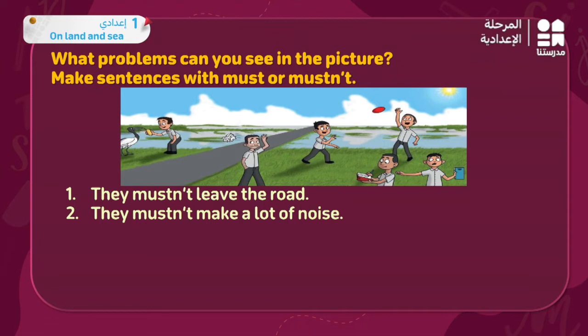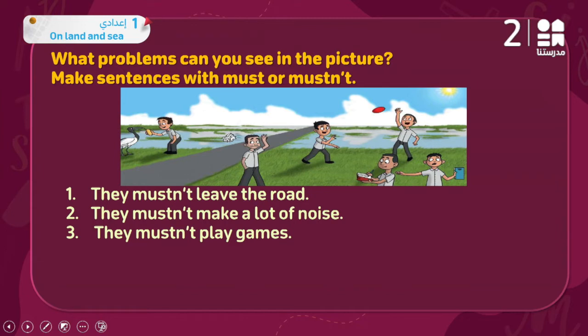They mustn't make a lot of noise. You mustn't make a lot of noise, which means you have to be silent. You have to be quiet. لازم ويجب ان انت تبقى هادي. They mustn't play games. Of course, here in the nature resort, you can't make a lot of noise because of the animals in the nature resort. So you have to be quiet. You have to stick with the rules, and you mustn't play games.